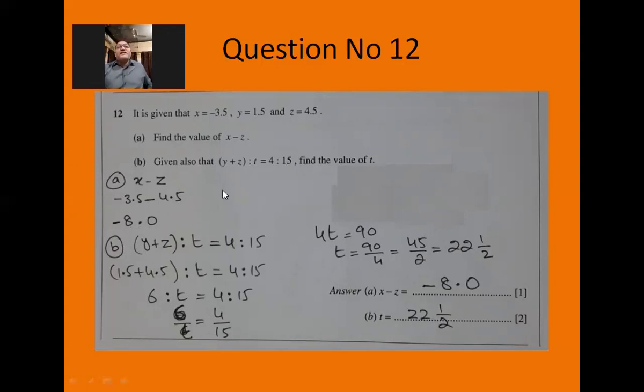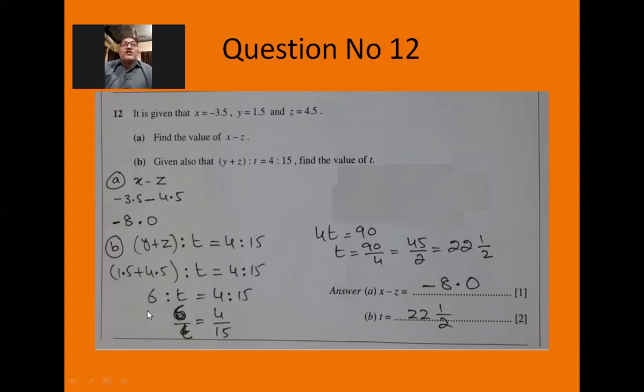The B part is given also that y plus z ratio t equals 4 ratio 15. Find the value of t. Okay. So y plus z ratio t equals 4 ratio 15. That is given in the statement of the question. I will substitute the value of y and z here. So 1.5 plus 4.5 ratio t equals 4 ratio 15. If you add them, this will be 6 ratio t. 6 ratio t equals 4 ratio 15.